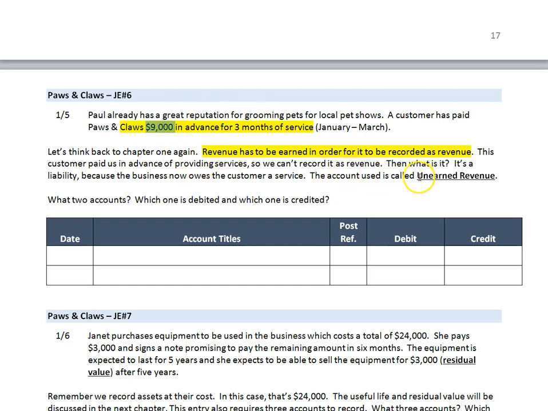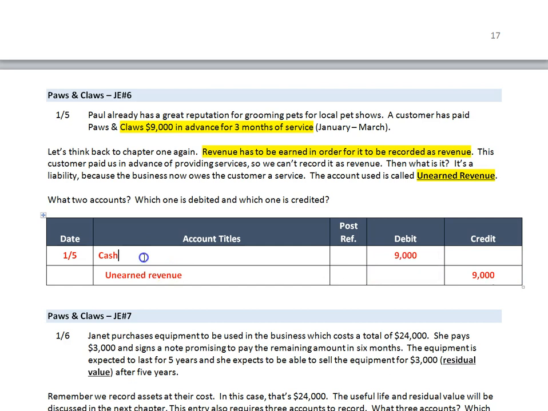So the account we're going to have to use is called unearned revenue. Remember, this is a liability account. So the debit here is pretty obvious. They're receiving $9,000 in cash, so we have to debit cash. Remember, cash is an asset, so whenever we receive cash, we debit cash. The credit is going to be to unearned revenue. So we see the $9,000 in unearned revenue here.